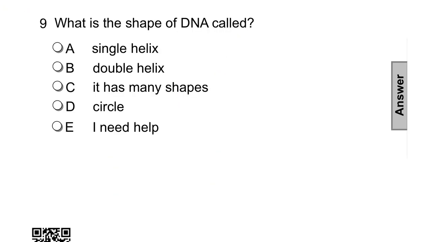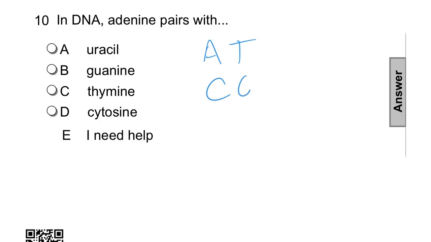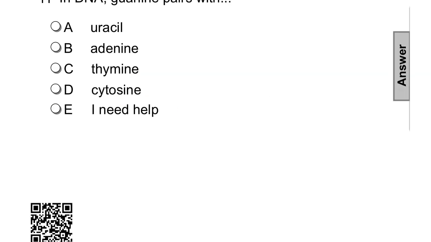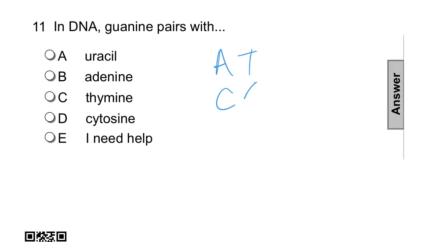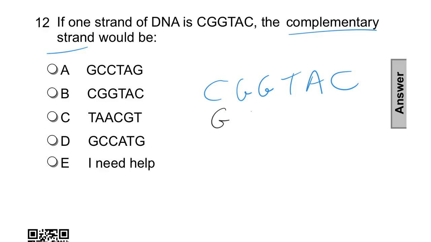In DNA, A pairs with T, and guanine pairs with cytosine. If one strand is C, G, G, T, A, C, those are the nitrogen bases, the complementary strand, following the base rules, would be G, C, C, A, T, G. So I just look at the end or the beginning. So choice D.